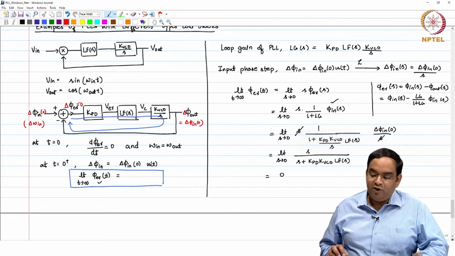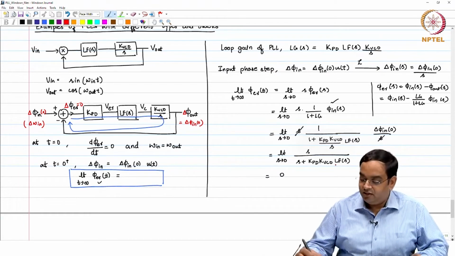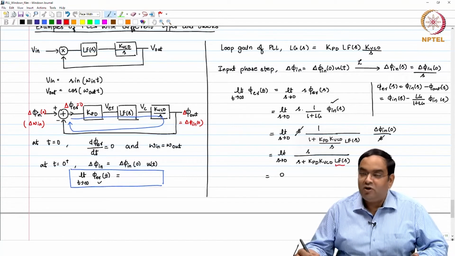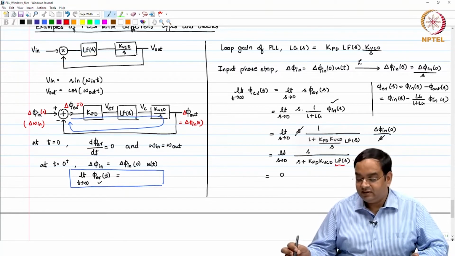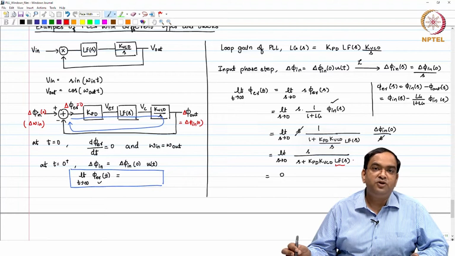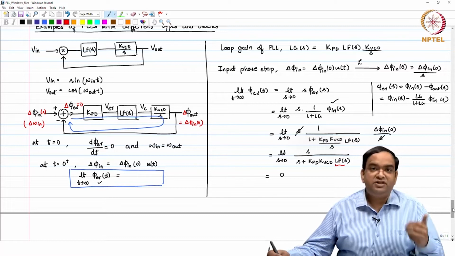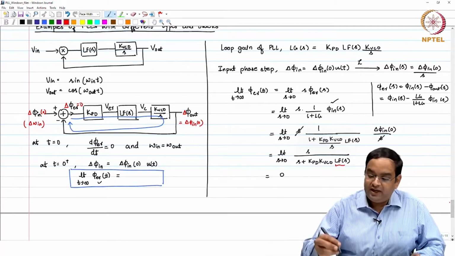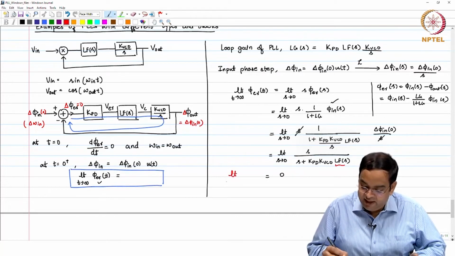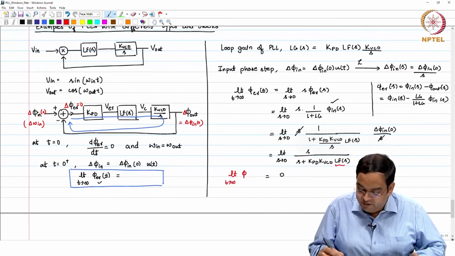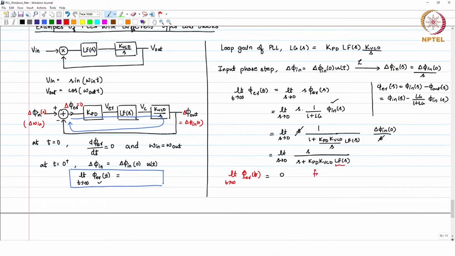Every PLL we know is a type 1 PLL. Here the loop filter of S would only be a problem when loop filter of 0 is equal to 0. Then you have 0 by 0, which is not defined, which is not the case. So, for a type 1 PLL, I can write the limit t tends to infinity of phase error of t for phase input is equal to 0. It does not matter what order we have here.